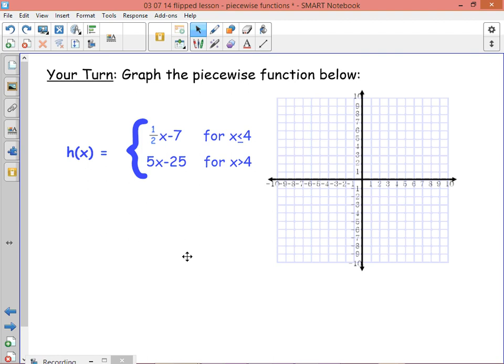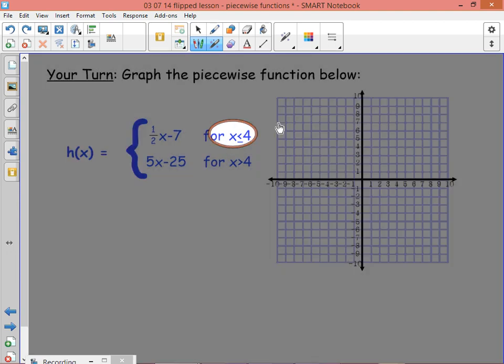1/2 x minus 7 when x is less than or equal to 4, and 5x minus 25 when x is greater than 4. Okay, it may be continuous, it may not be continuous. You do have to graph this though. Easiest way to do that is to think about your slope and your y-intercept, and keep in mind when you are graphing which piece of it. Okay?